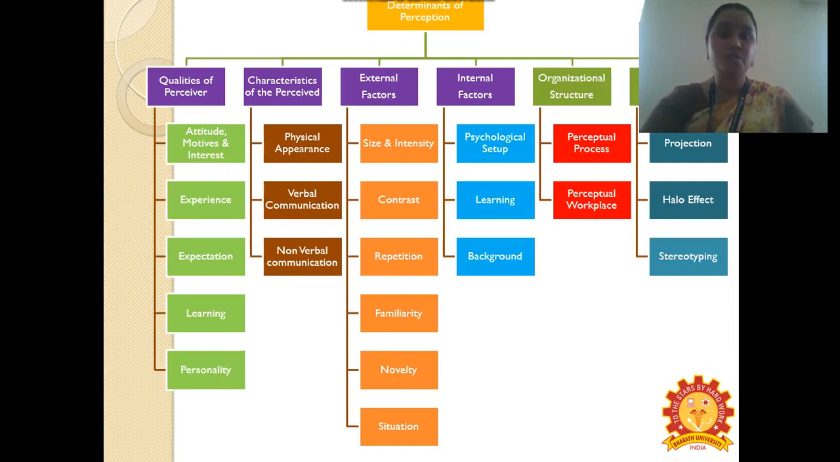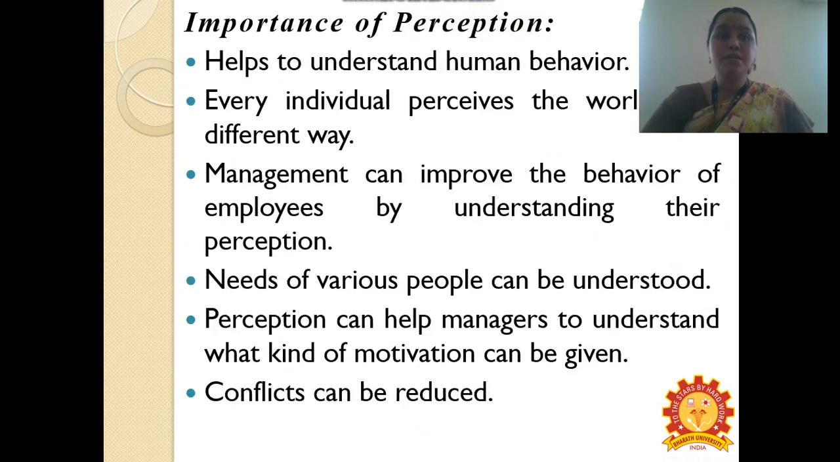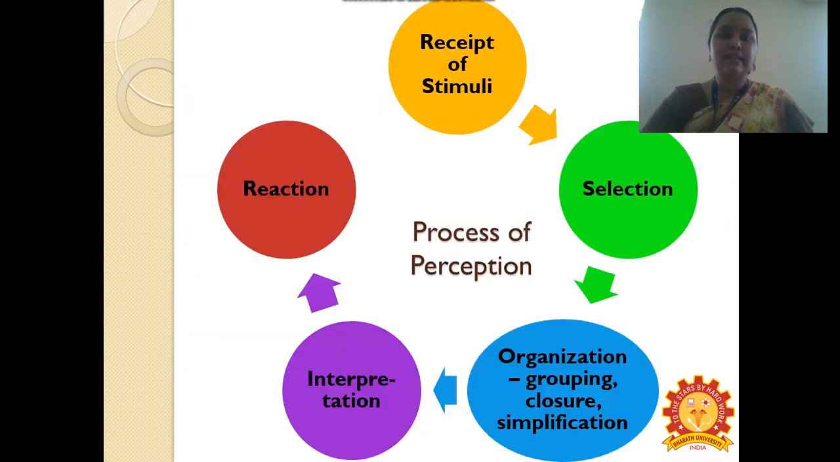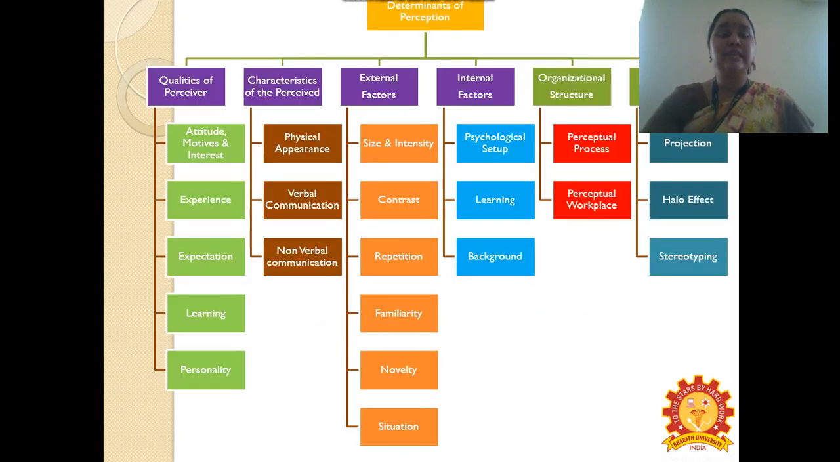We have qualities of the perceiver, the characteristics of the perceived, the external factors, the internal factors, the organization's structure, and the social factors. So with this we come to the end of the session, where we have talked about what is perception, and then the importance of perception. Yes, then we talked about the process of perception and the different determinants of perception.